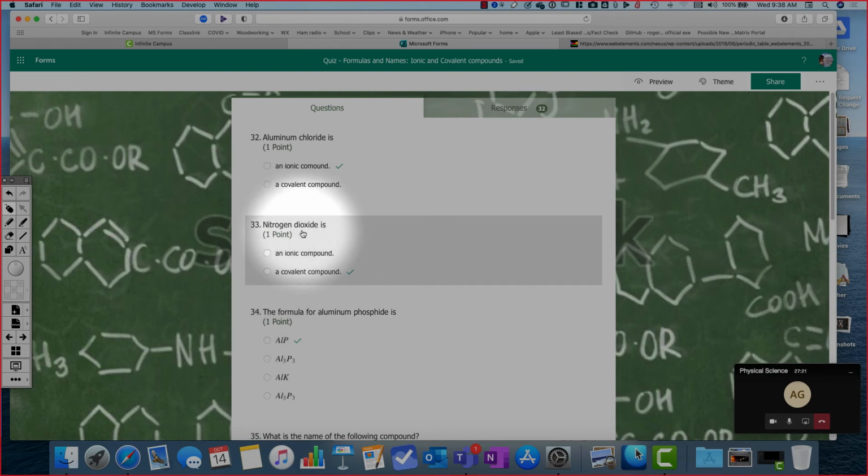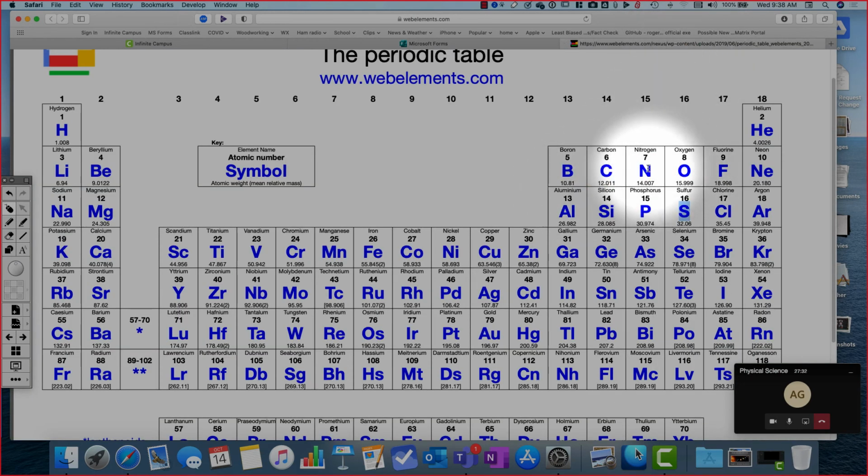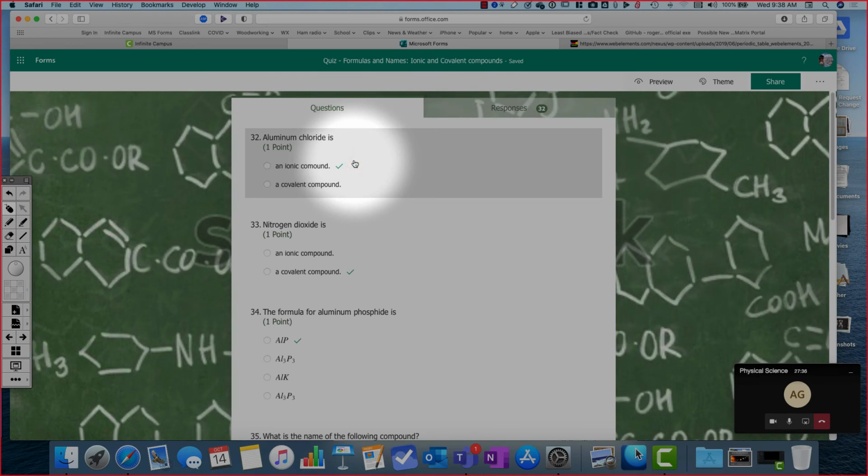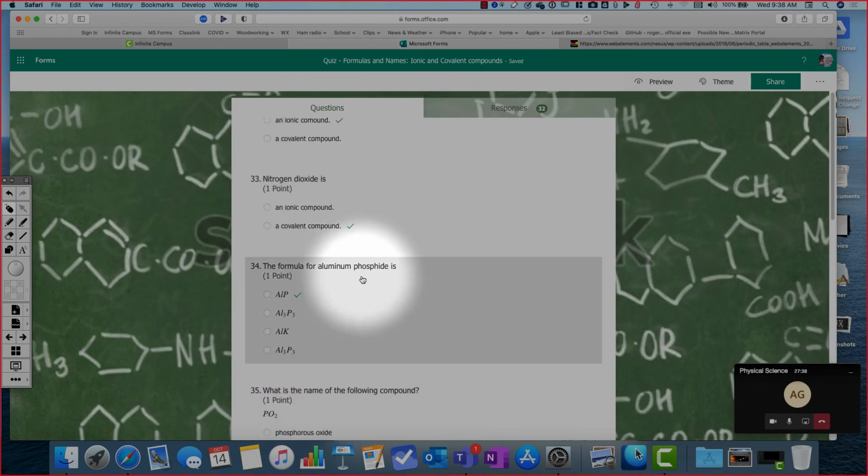Nitrogen dioxide, there's 2 ways to know it's covalent. One, it has a prefix. If there's a prefix in the name, it's covalent. And then nitrogen and oxygen are nonmetal to nonmetal. That's your double confirmation that it is covalent.